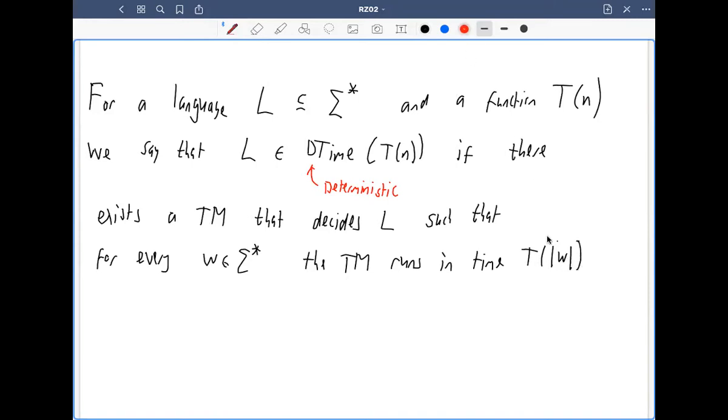So here we've got the length. The point is, the function t is telling us how long the Turing machine runs in the size of the input word. So this is the length of the word, or the size, if you like, of w.